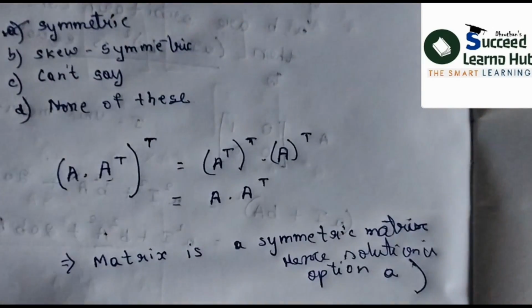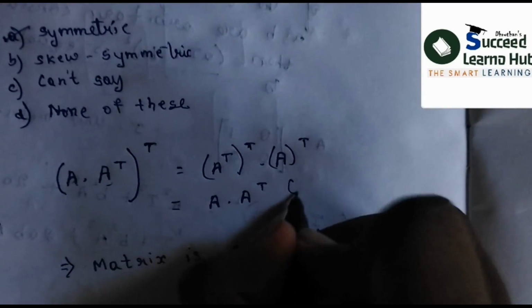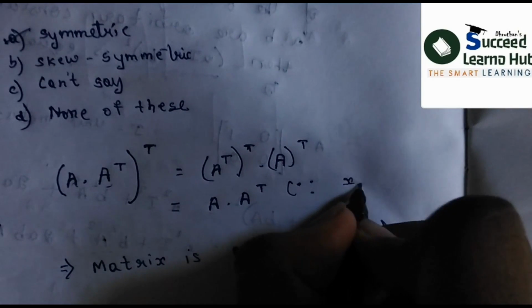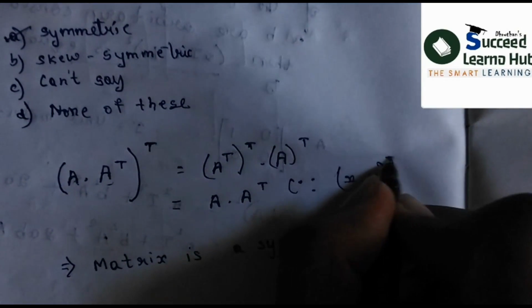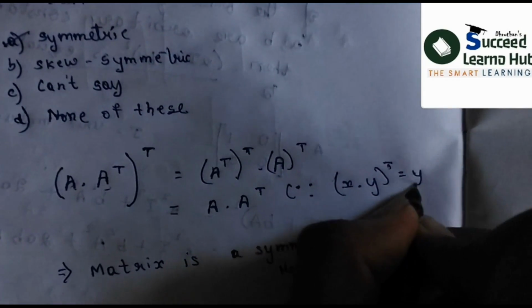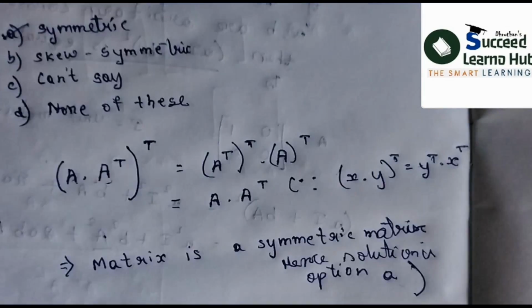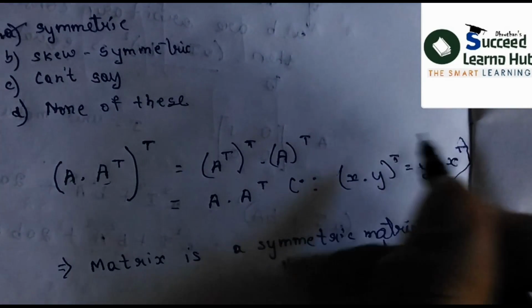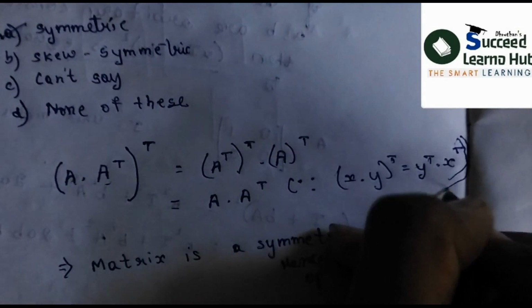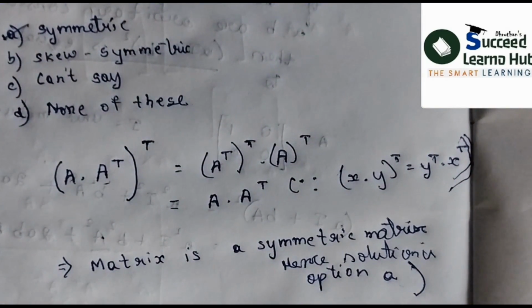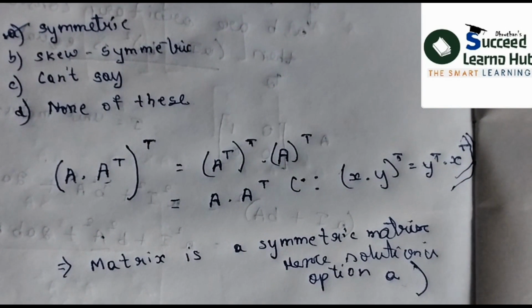Here the main thing is we need to remember the formula, that is (x into y) whole transpose is equal to y transpose into x transpose. This completes the problem. Hope you are clear with this.